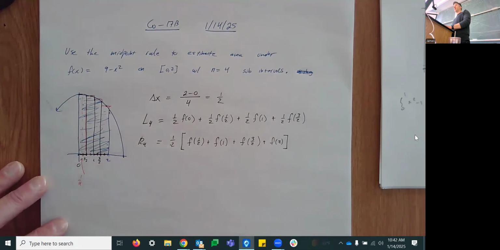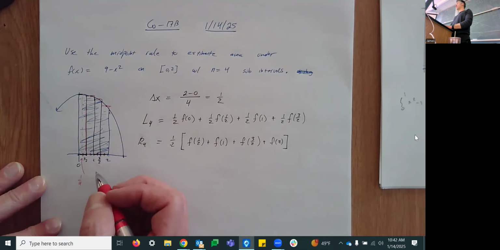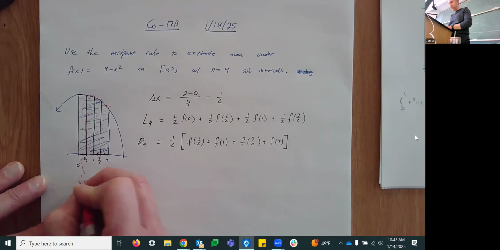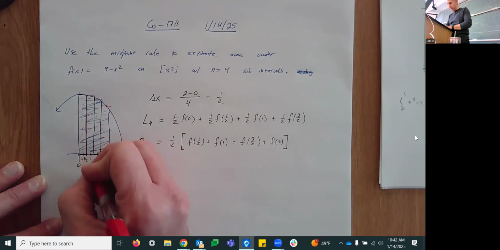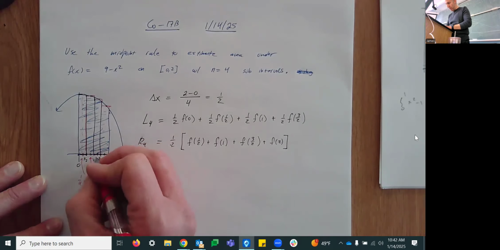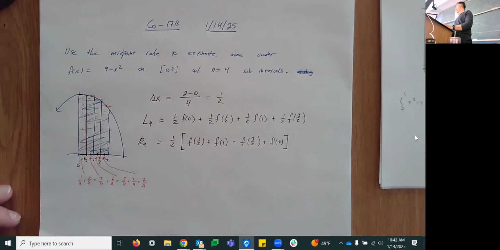And then to find the next midpoint, you can either take the average of the next two, which I don't really want to do, or you can just add on whatever your delta x is to 1/4. So 1/4 plus 1/2 is 3/4, and that's your next midpoint. And 3/4 plus 1/2, or 2/4, is 5/4, which is your next midpoint. And your last one, if you add on 2/4 again, is going to be 7/4. Right there.